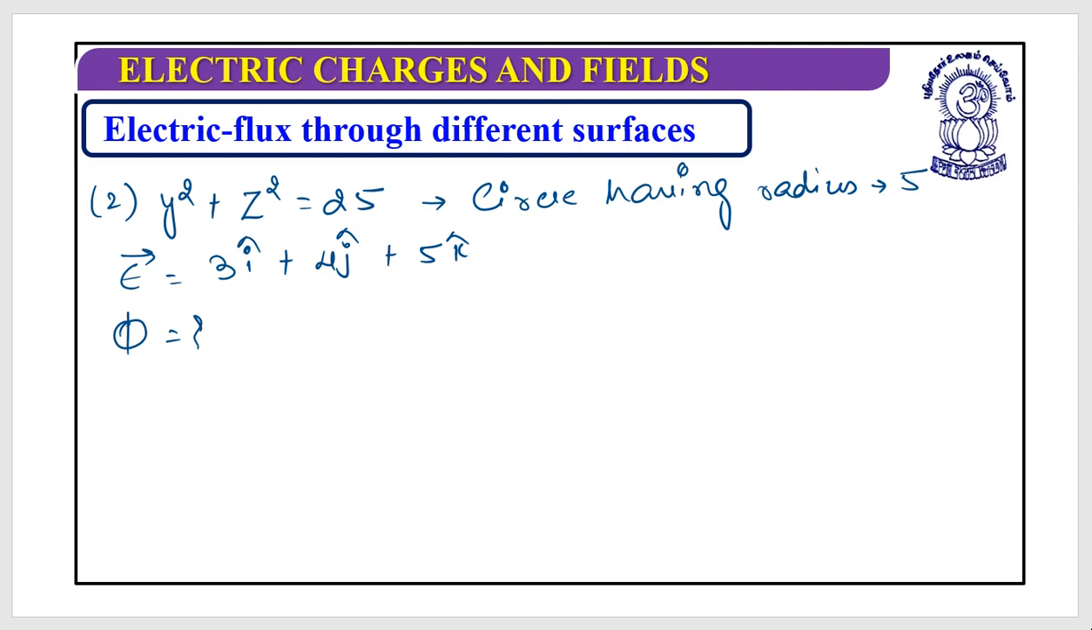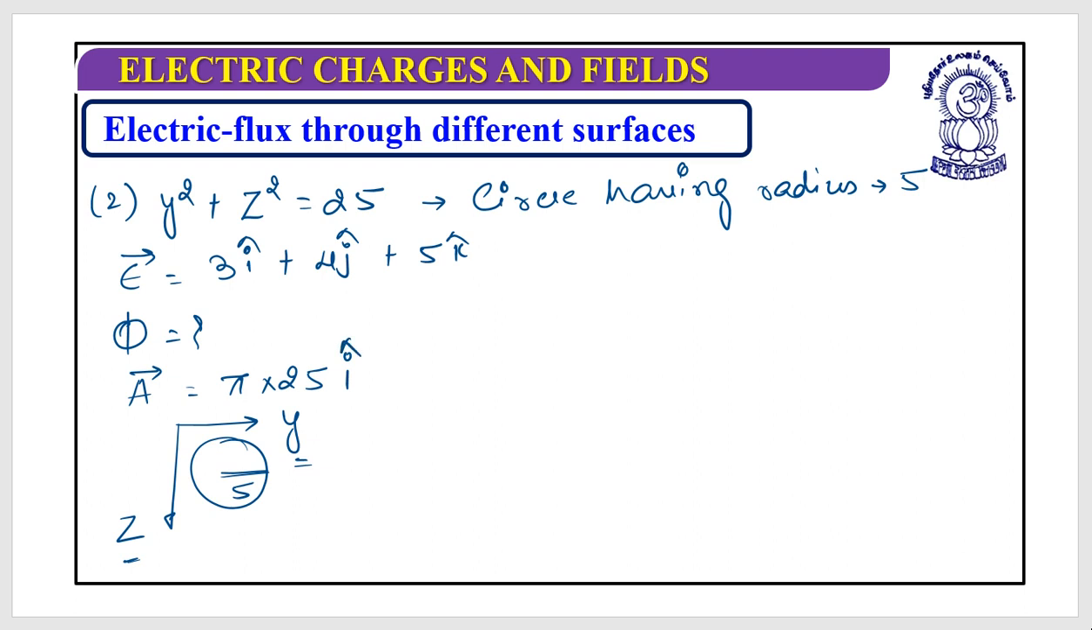Do it quickly. What would be the first task? Make a circle. Make a circle that is in the YZ plane. Let's say this is the YZ plane. This is the circle. This is its radius. It's 5 units. Now, what is the area vector? It's pi into r square. This is 25 pi. Now tell me the direction. Yes, this is y, this is z. So x would be in the upward direction and it is perpendicular also. So this is 25 pi i cap.